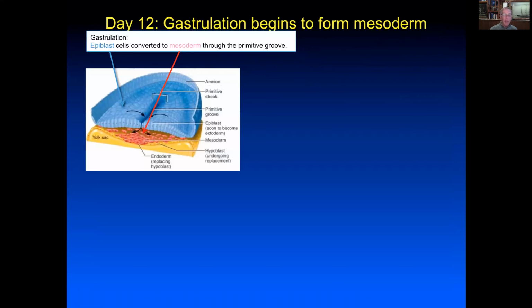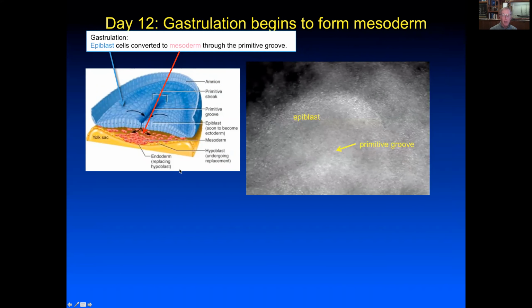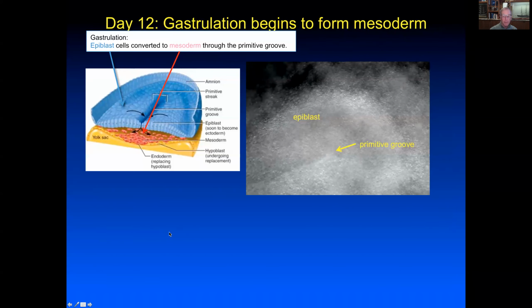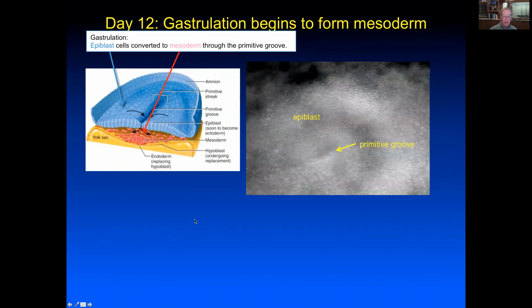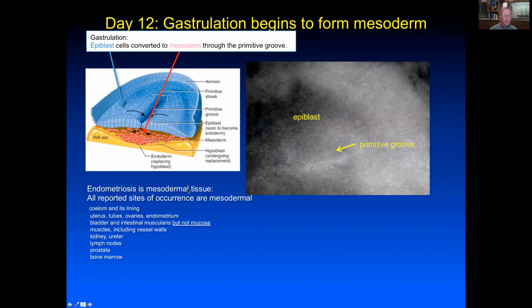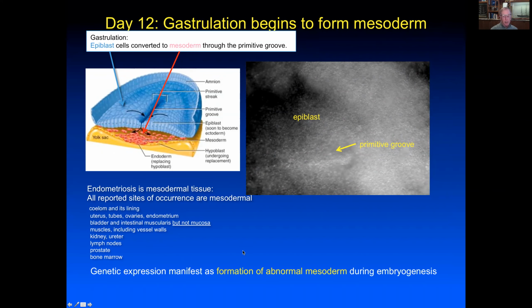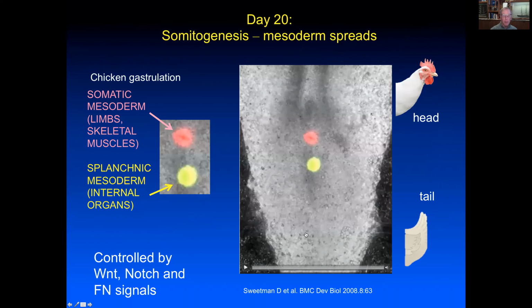By day 12, gastrulation begins to form mesoderm. Gastrulation is where the epiblast cells are converted into mesoderm through the primitive groove. And here is a video showing that. So endometriosis is mesodermal tissue. All reported sites of occurrence are in mesoderm, and you can see them all listed there. The genetic expression of that genetic load is manifest as formation of abnormal mesoderm during embryogenesis.